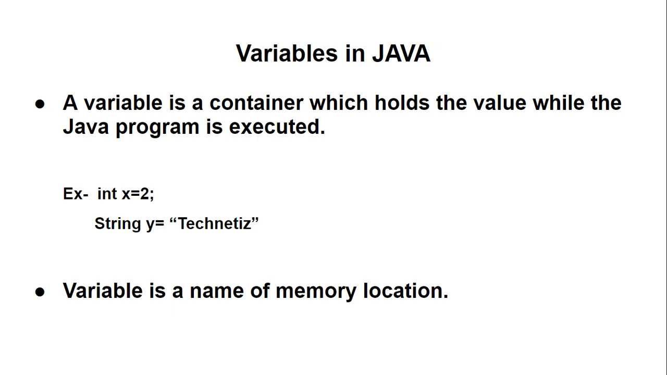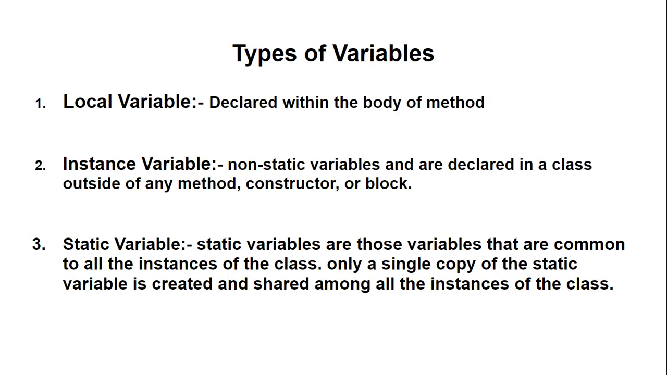Till then, let's see some different theoretical topics that you need to know. What are the types of variables? There are three types of variables: local variable, instance variable, and static variable. What is a local variable? A variable declared within the body of a method is called a local variable. That means a local variable is not accessible outside of the method.